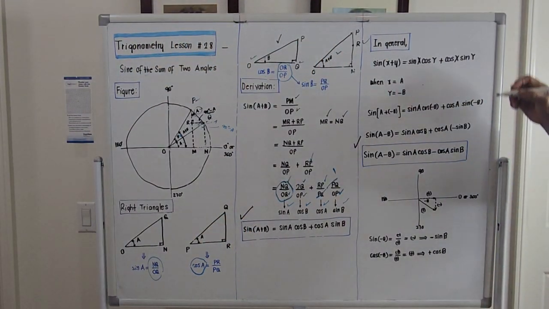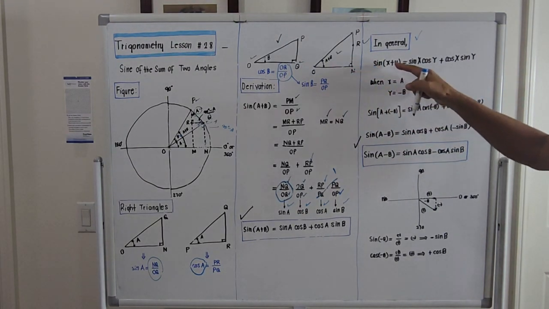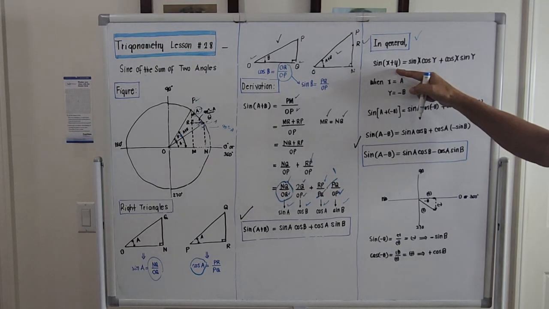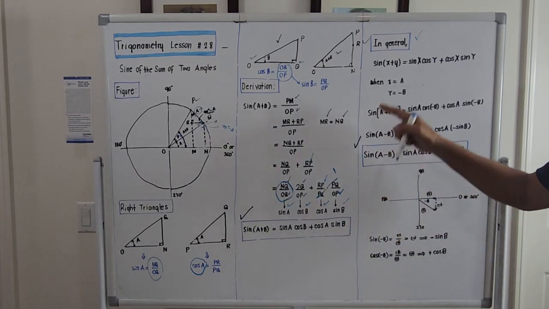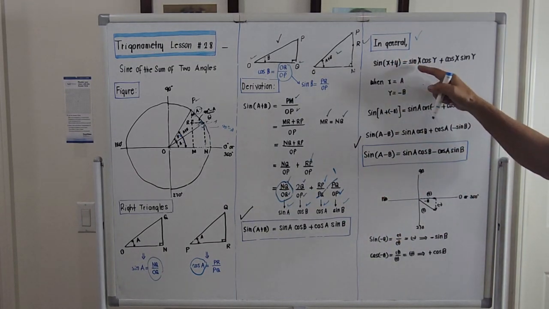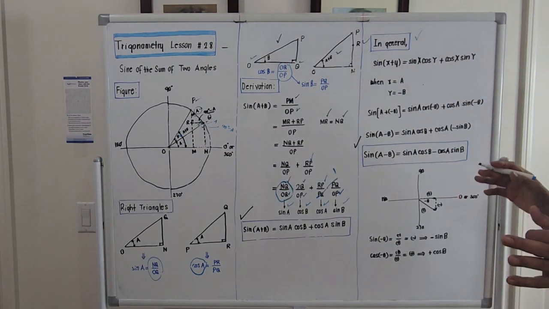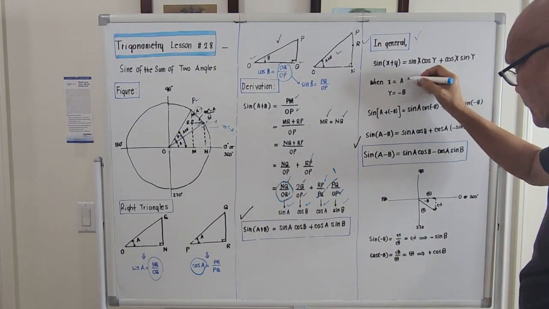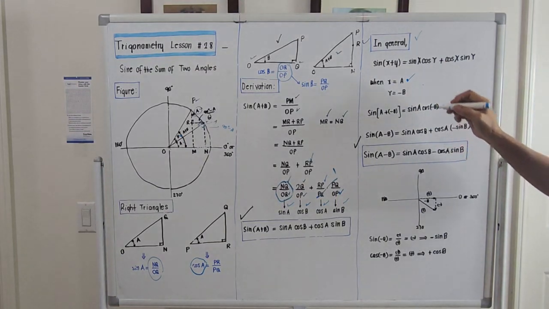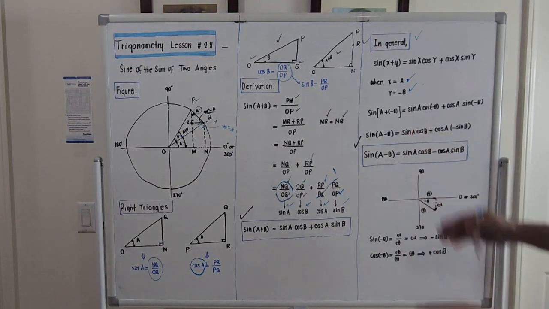So in general now, if we try to replace A and B for the meantime by the values x and y, sine of x plus y will be sine of x cosine of y plus cosine of x sine of y. If this is plus, this should be plus. If we try to derive the value of sine of the quantity a minus b, we will place x equal to a, and we will place y equal to negative b, for it to be negative.